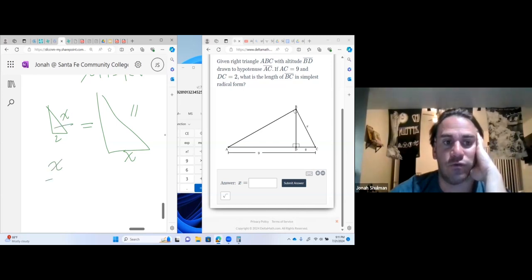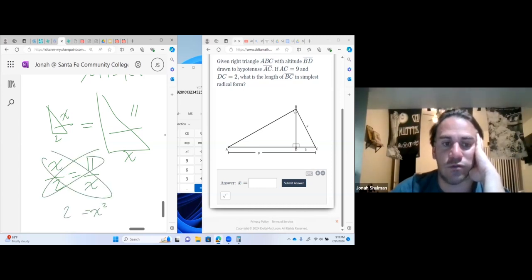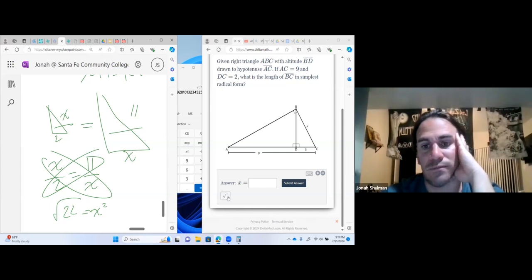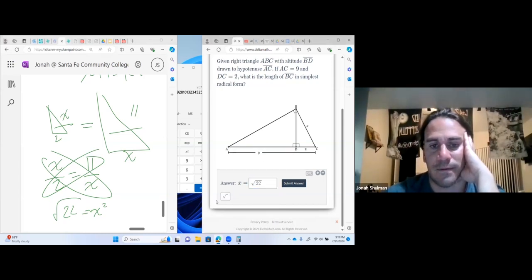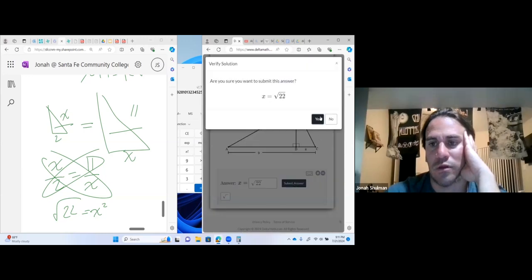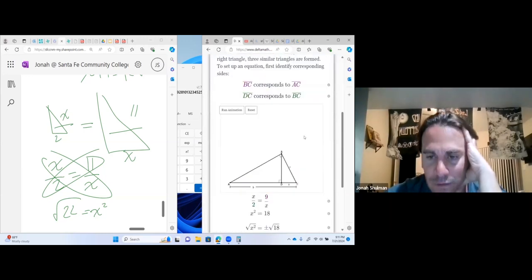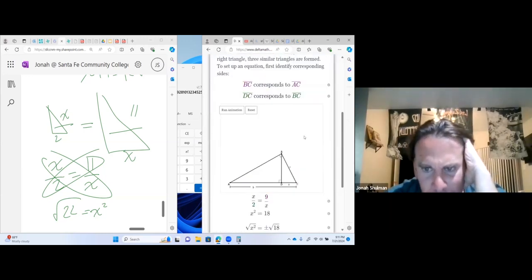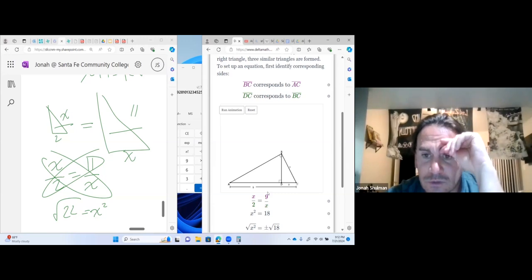So it's x over 2 equals 11 over x. We're left with x squared equals 22. It's the square root of 22. I don't know why that was so hard. Oops. But what? Mine looked fine. X over 2 equals 9.